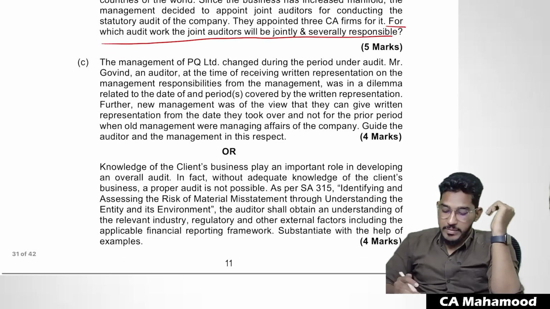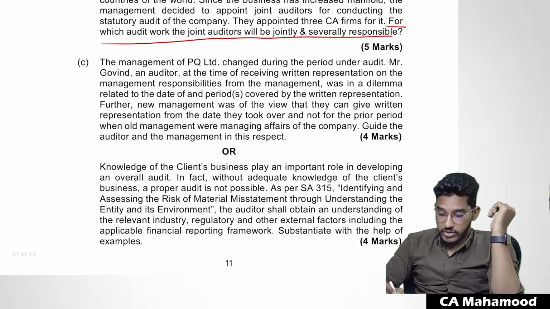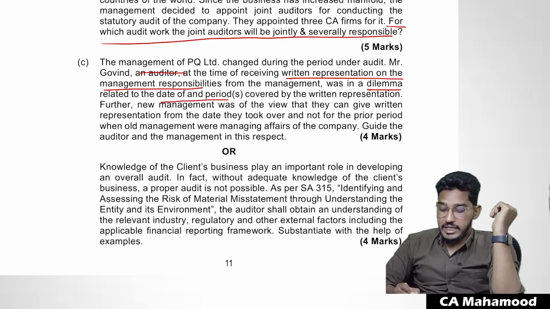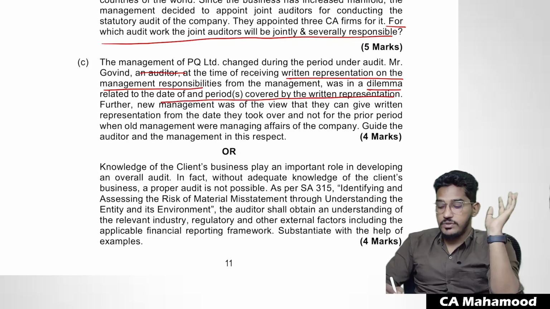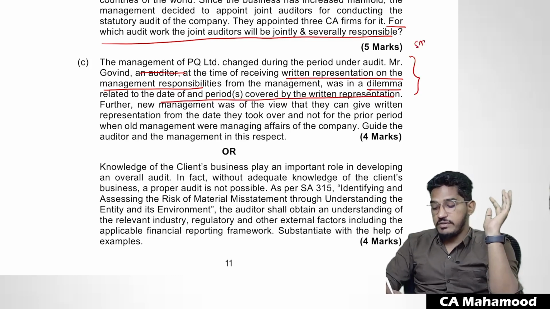Next. The management of PQ Limited changed during the period under audit. Mr. Govind, an auditor, at the time of receiving written representations on management's responsibilities from the management, was in a dilemma related to the date and period covered by the written representation. So what does SA 580 say once again? What should be the date and period covered by written representation?